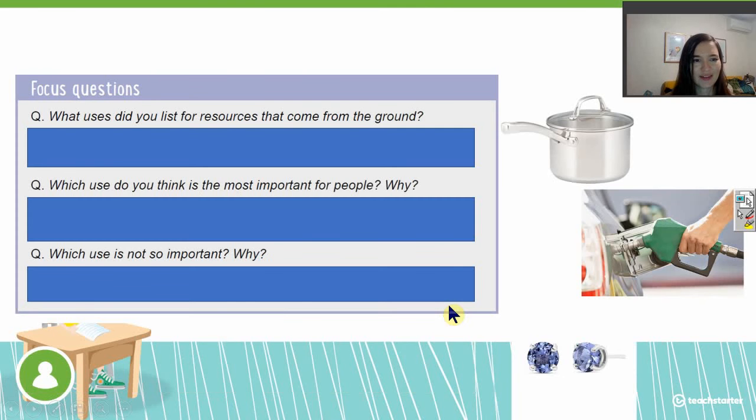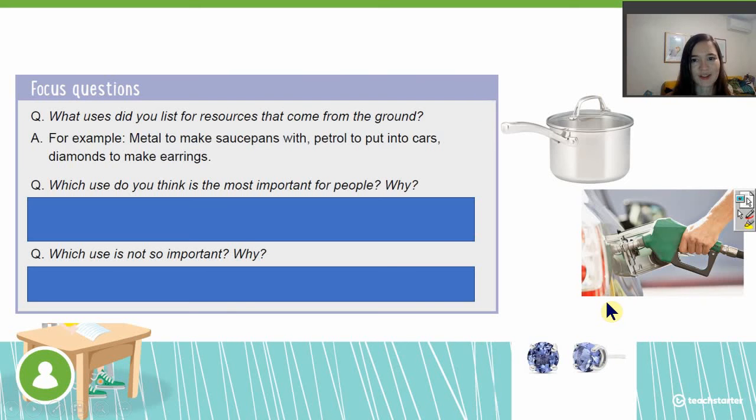Okay. So what uses can you list for resources that come from the ground? Here's some ideas here. So some different uses there for resources that come from the ground. So we make saucepans out of metal, we use petrol to put into our cars, and you might use precious gems to make earrings. Out of these three, which one do you think is the most important for people and why? So would you pick saucepans, would you pick petrol, or would you pick jewellery?